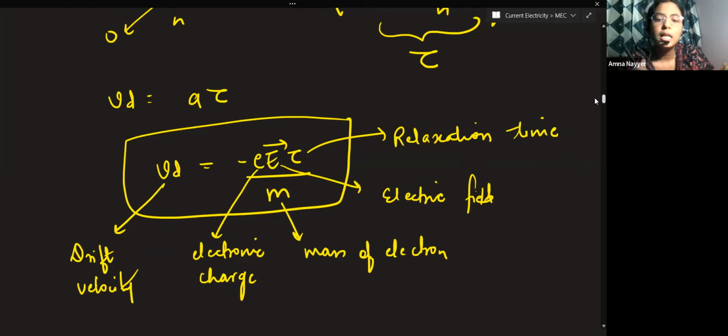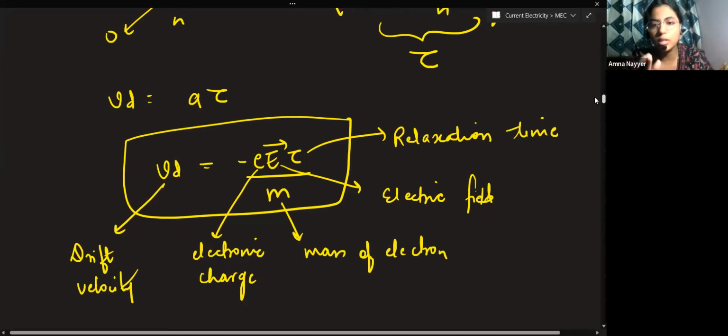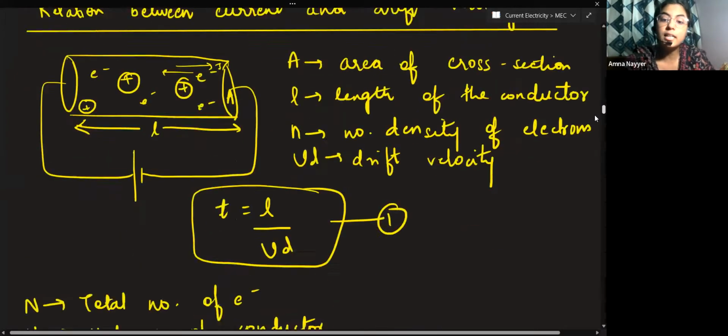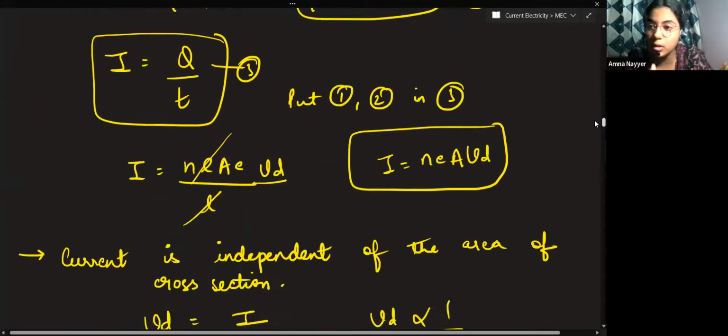Relaxation time means the time interval between two successive collisions, when there is a rest period in which electrons are not colliding. Electrons have the tendency to collide with themselves, with the positive ions, and with the walls of the conductor. When there is a time interval where the electrons are not colliding, we call it the relaxation time. So this tau is basically time. Then this relation is very important. This will be utilized in today's class as well.